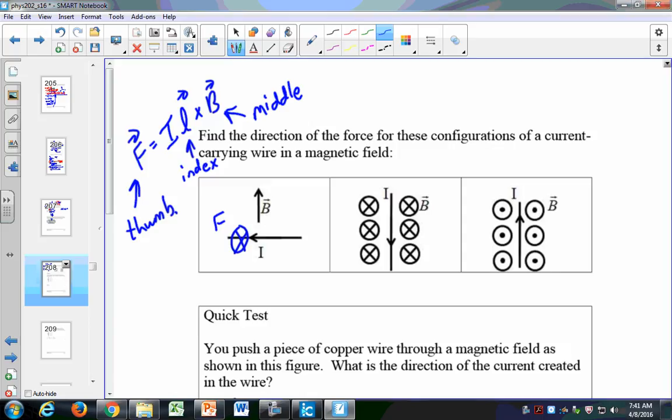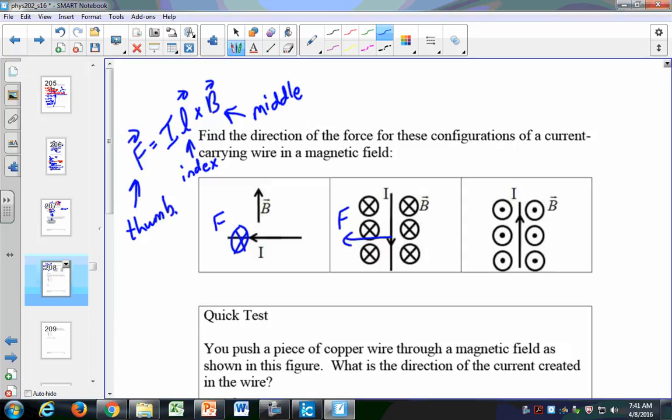Yeah. So I, or really L, right? We're talking about I, but really L. B is into the page. And then on this one, let's see, what is this one? This one also to the right? Yeah, it's also to the right.